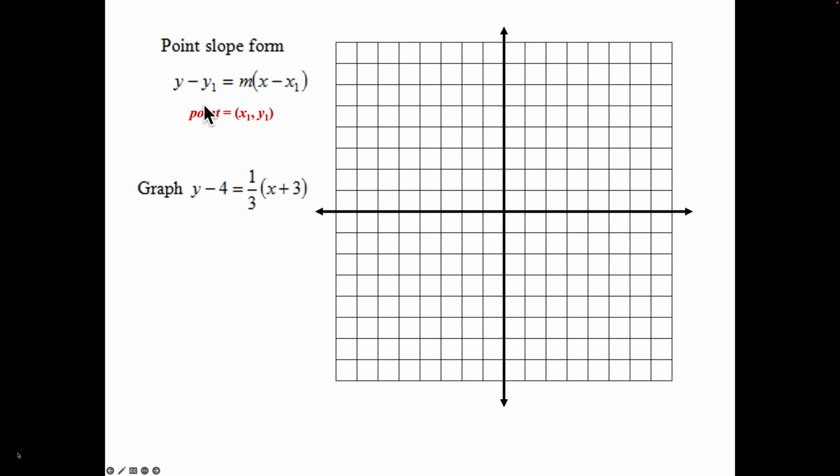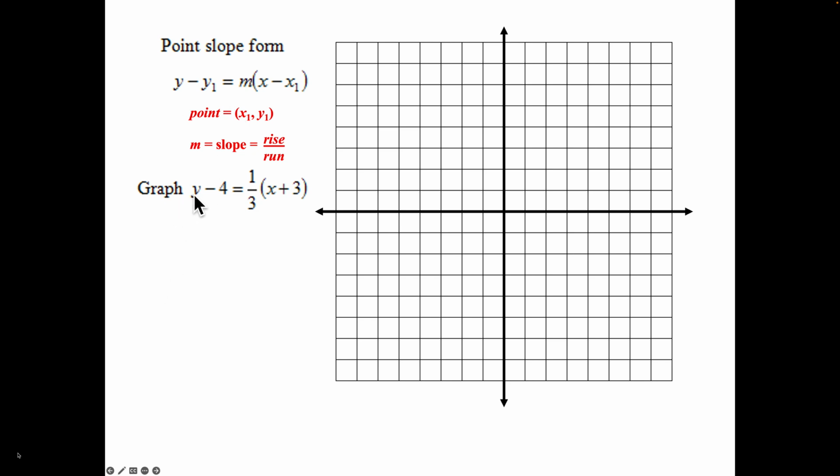All right, so I like to say find the x, change the sign. Okay, positive x sub 1. Find the y, change the sign of this number, positive y sub 1, and that's your starting point. M is still your slope.